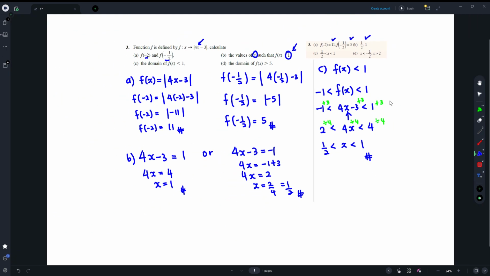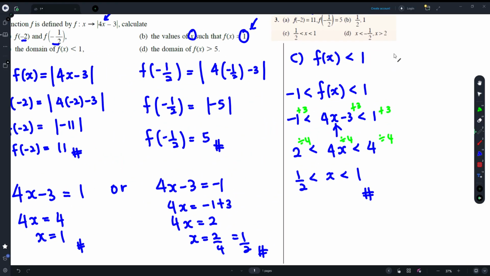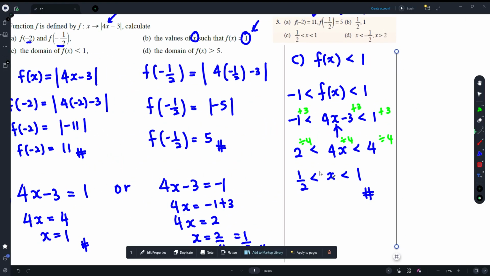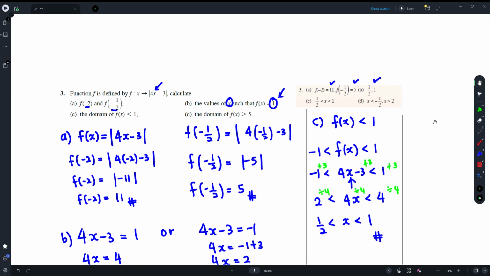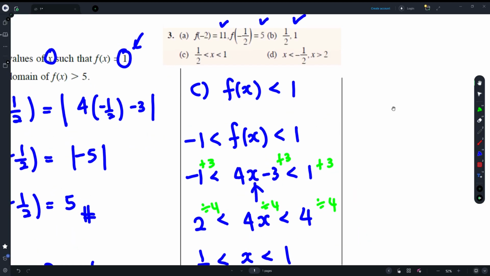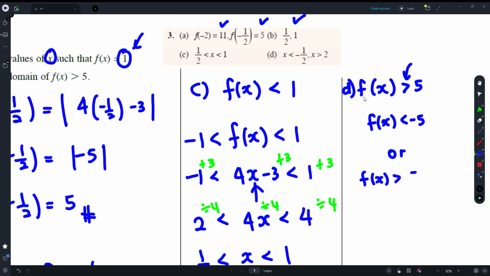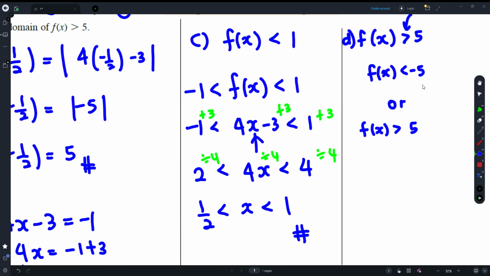Okay, and then as we continue to the other side, which is part D, let me show you here. For part D, it is not very difficult. It follows the same concept. This time we are given more than 5, so f(x) is more than 5. First write down the statement: f(x) is more than 5. When it comes to the more than symbol, you need to write f(x) is less than negative 5 or f(x) is more than positive 5. You have to write both statements.